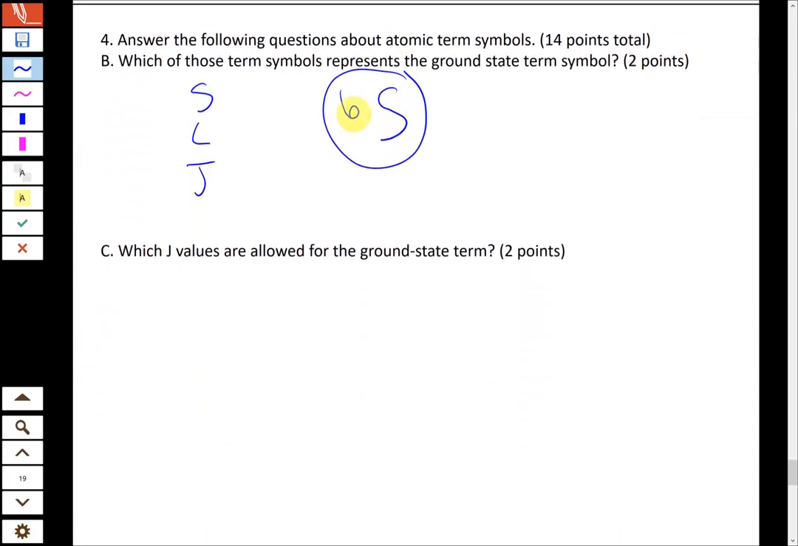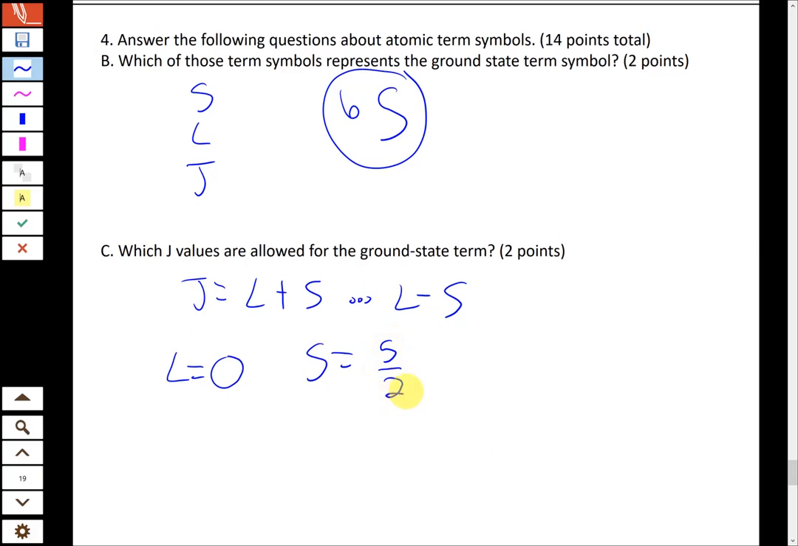So sextet S is the ground state, and then which J values are allowed? Because this is a half-filled orbital, there's only going to be one J value. But what is that J value? Remember that for J, it's going to be L plus S to L minus S. For a sextet S term, L equals 0 for an S term, and S equals 5 halves. There's 5 unpaired electrons, 5 times 1 half is 5 halves. So L plus S is 5 halves, and L minus S is 5 halves also. So there's only one allowed J value, which is J equals 5 halves.